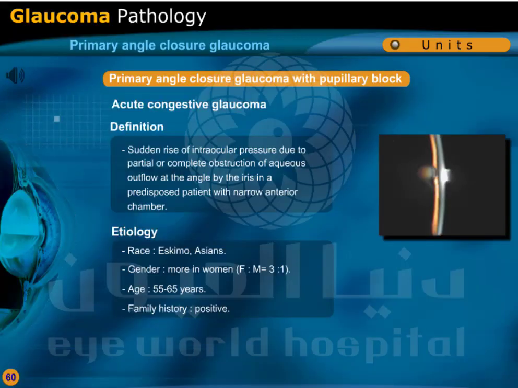Primary angle closure glaucoma. Primary angle closure glaucoma with pupillary block. Acute congestive glaucoma: sudden rise of intraocular pressure due to partial or complete obstruction of aqueous outflow at the angle by the iris in a predisposed patient with narrow anterior chamber. Race: Eskimo and Asians. Gender: more in women, where the female to male ratio is 3:1. Age: 55 to 65 years. Family history is positive.